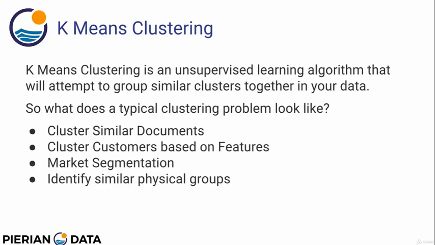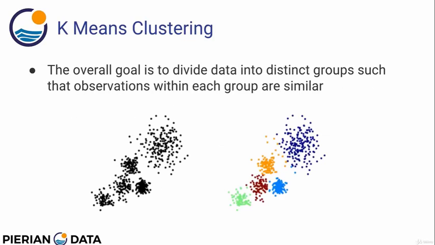K-means clustering is an unsupervised learning algorithm, meaning it takes in unlabeled data. It's going to attempt to group similar clusters together in your data. So what does a typical clustering problem look like? Well, a few examples may be things like clustering similar documents together, clustering customers based off of their features, trying to perform market segmentation, or even trying to identify similar physical groups.